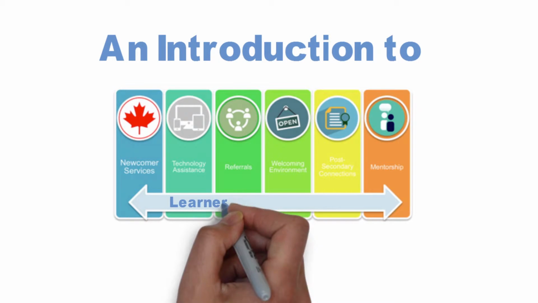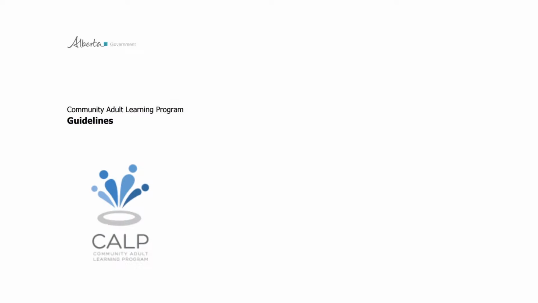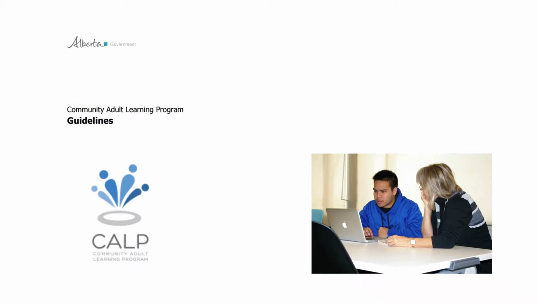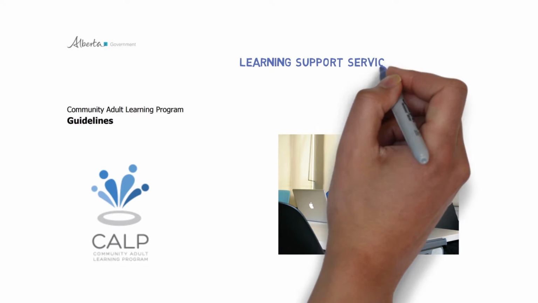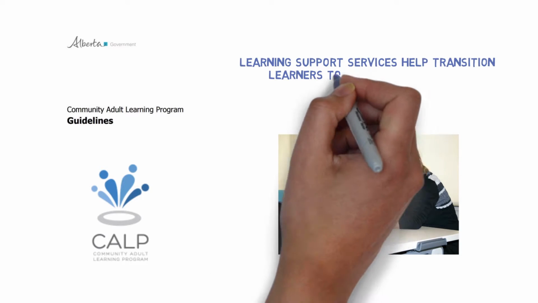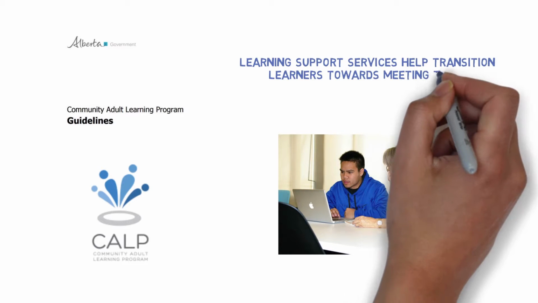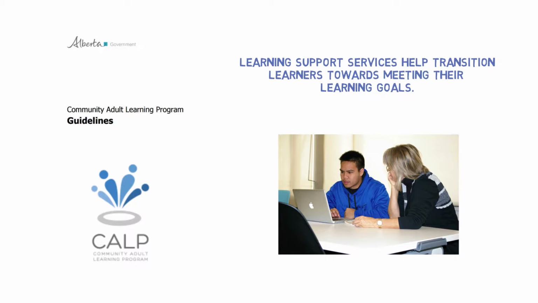Learner support services are now an important part of our community adult learning programming. But what exactly are they? According to the CALP guidelines of 2016, they are the services that assist individuals to transition to programs and services that help them to meet their learning goals. These services are particularly important for foundational learners that face social and/or economic barriers.